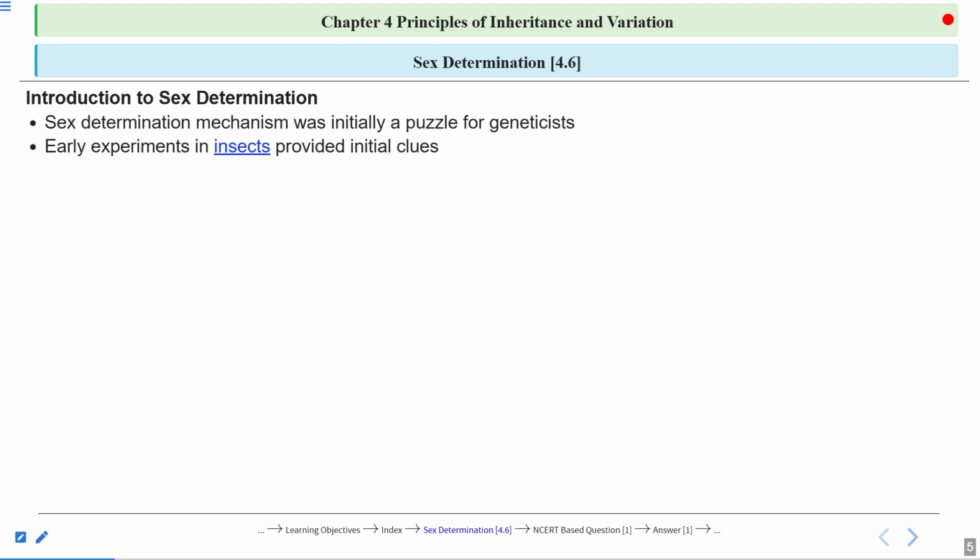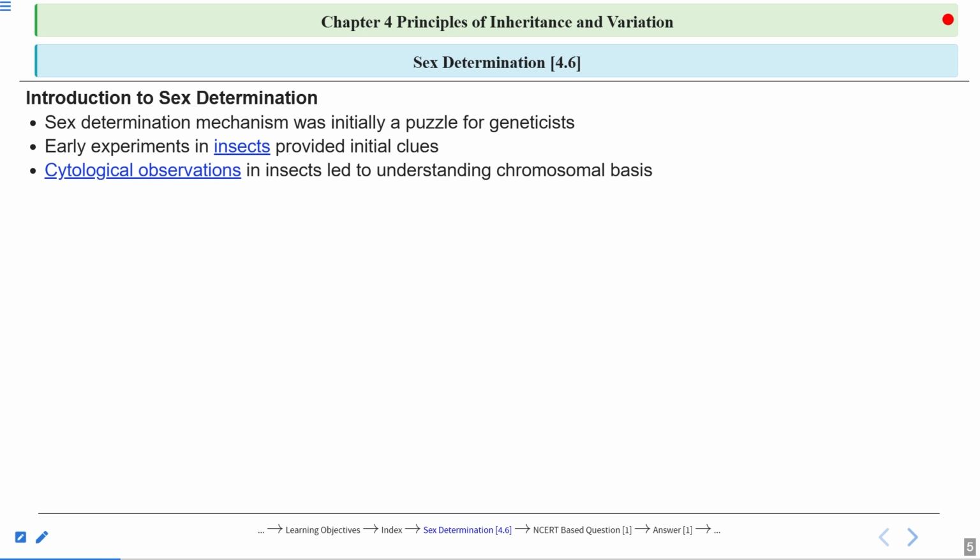Now, early experiments were carried out in insects, and this provided the clue for the sex determination mechanism. So a question can come here: early experiments were done on which living organisms? Insects, because insects are small, easy to culture, and have a short lifespan. That's why insects were used. They also have different sexes, male and female, that can be easily observed under the microscope as well.